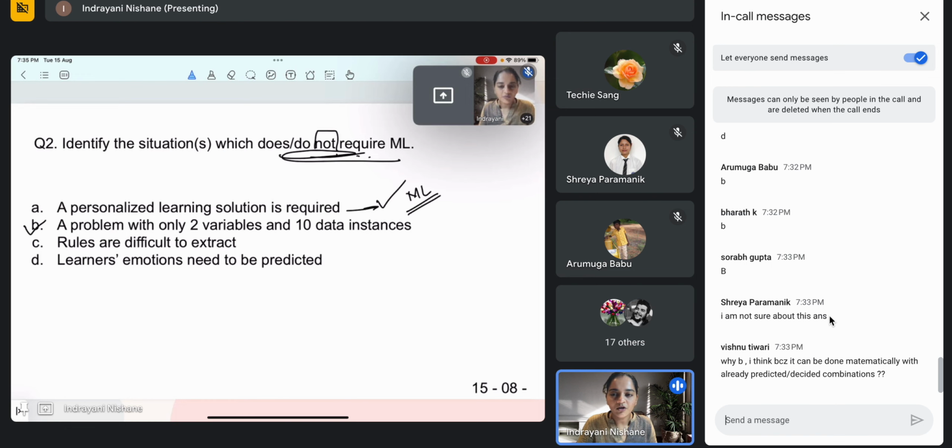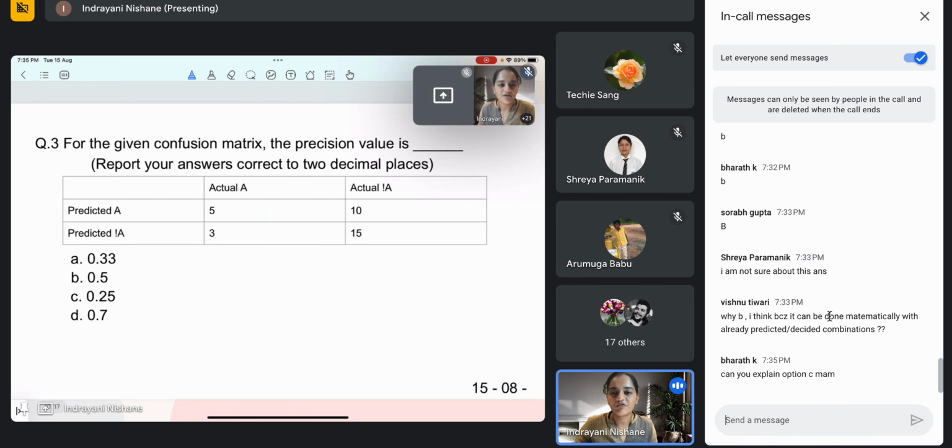So let's move on to question 3. Okay, so we will come back to question 3 at the end, since it requires more time.